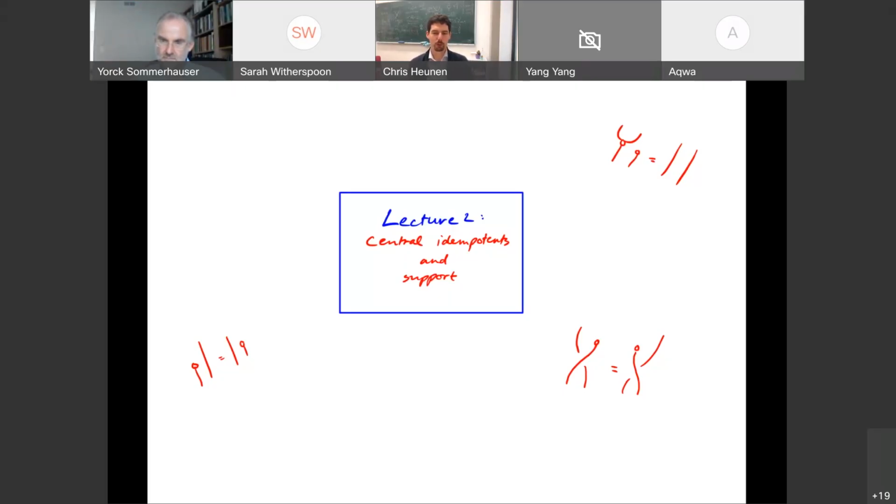Specifically, I'm going to talk about support. So this is another definition we'll talk about that says where a morphism acts. So if you think about these central idempotents as sort of opens of some hidden base space, then the support is something that says a morphism or an object lives on this part of the base space.